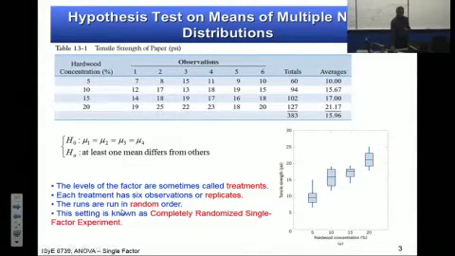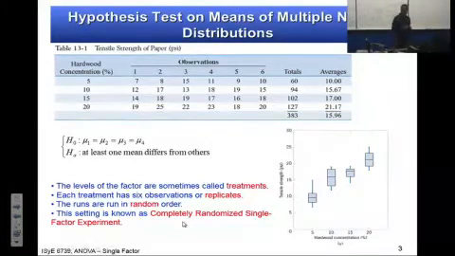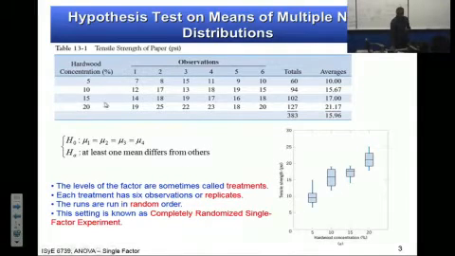The runs should be done in random order, and we call this setting a completely randomized single factor experiment. It's a single factor experiment because we're only considering one factor, and it's completely randomized. Okay, so let's start with descriptive statistics, a visual tool which is called what? Do you remember? Box plot.